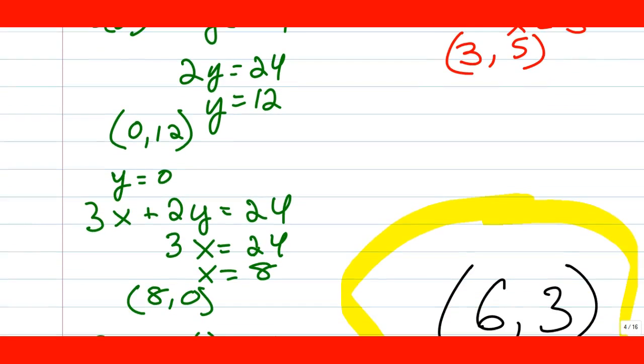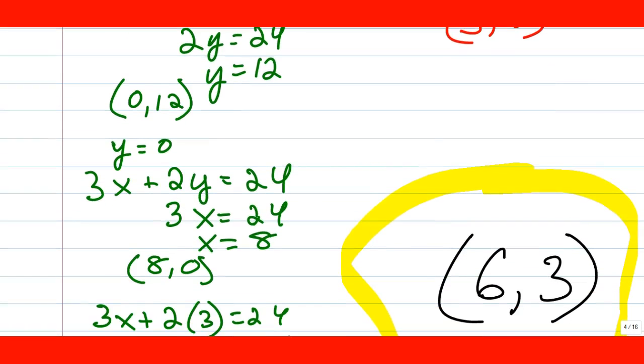Coming down, I'm going to do this again. This time I'm going to plug the 0 in on the y instead to clear it easily. So I'm going to plug a 0 in on that y next to the 2, and I end up with a 0. So it leaves me with 3x equals 24. Divide the 3 to both sides and leaves me with x equal to 8. So here's a second ordered pair. So I end up with an 8, 0.